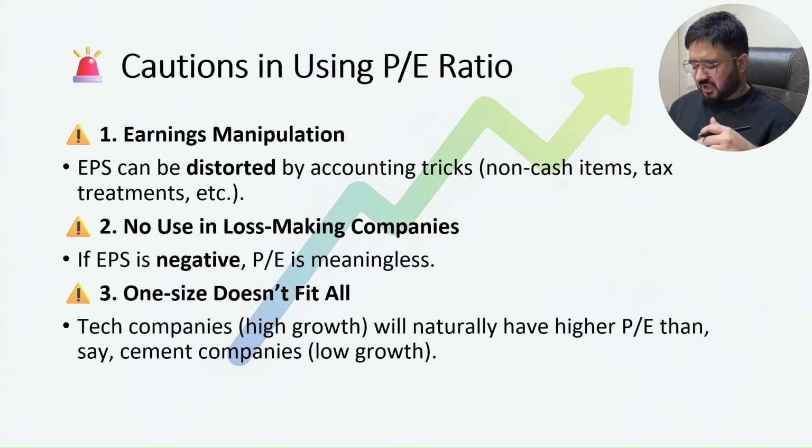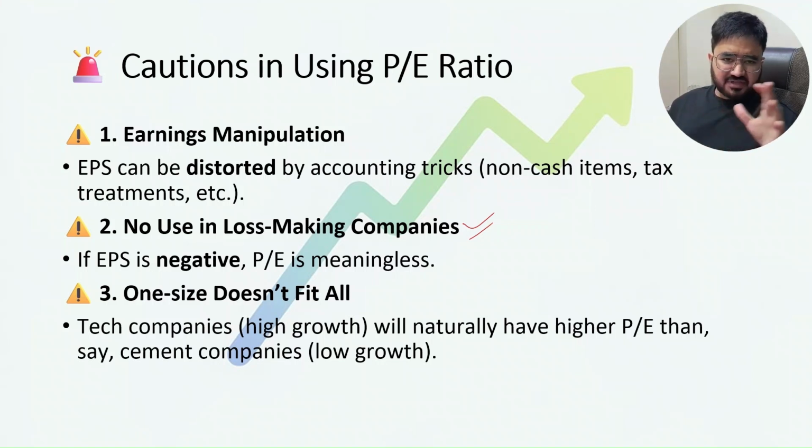It is meaningless for loss-making companies. I've already told you that. And it's different for different companies. Tech companies usually have a higher price to earnings, and companies which are into materials or raw materials tend to have very low margins and very low price to earnings. It's different for different companies. That's why I've told you to compare it with its industry peers, right?